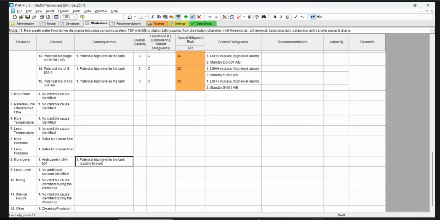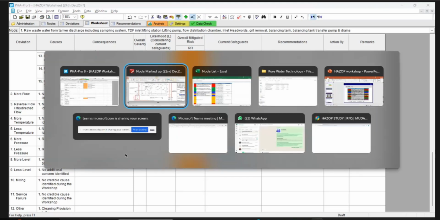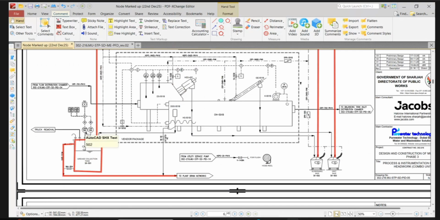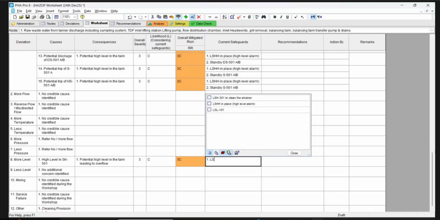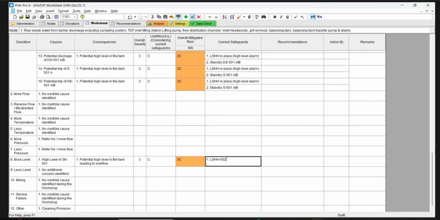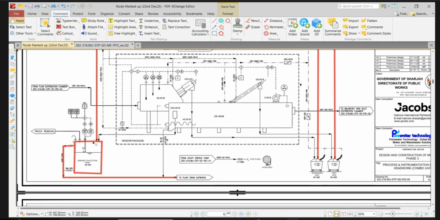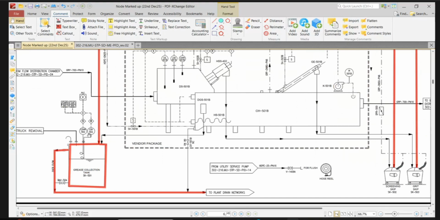That is also. Guys, one by one, otherwise we'll have some problem. What is LSH? LSH is here, LSHH 502. LSHH 502 in place. So I'm happy with LSHH. This is okay.